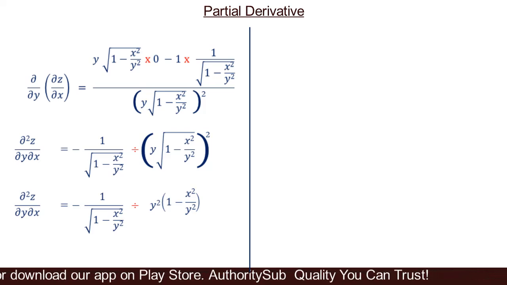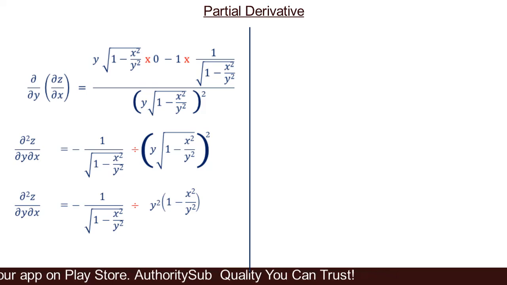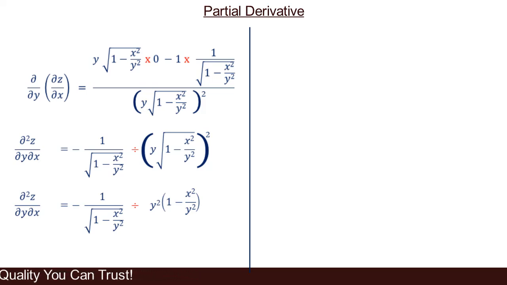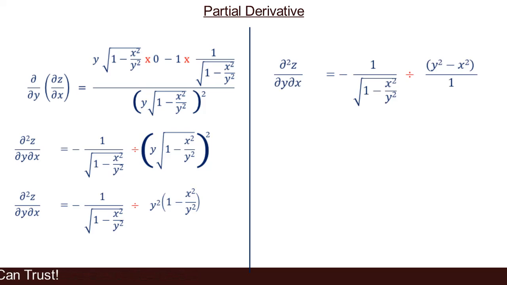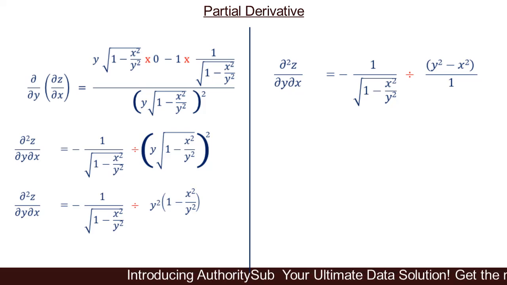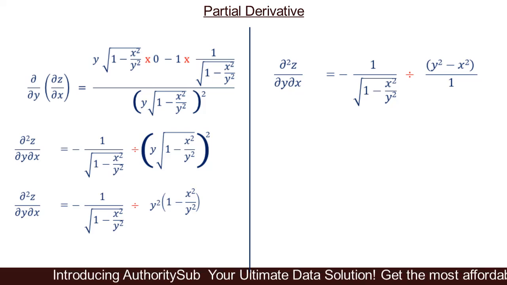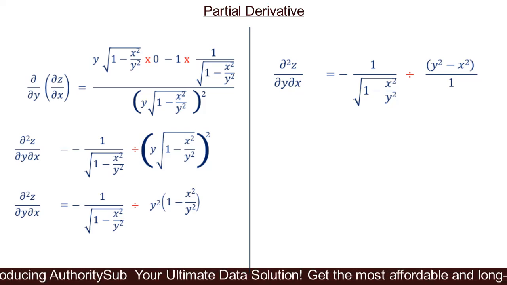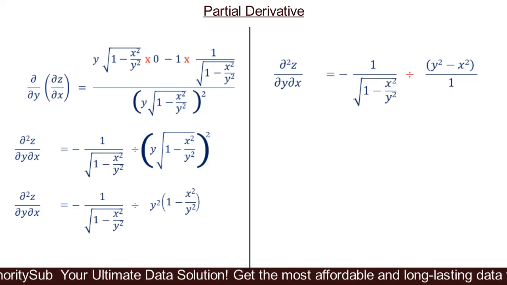Are we together? Yes. Now this second part where we have y squared open bracket 1 minus x squared all over y squared, let's use y squared to open the bracket. So we have y squared multiplied by 1, which gives you y squared. Then y squared multiplied by x squared all over y squared, so the y squared is going to cancel, and we have x squared remaining. Therefore, the second partial derivative of z with respect to y with respect to x is equal to minus 1 all over square root of 1 minus x squared all over y squared, divided by y squared minus x squared all over 1.